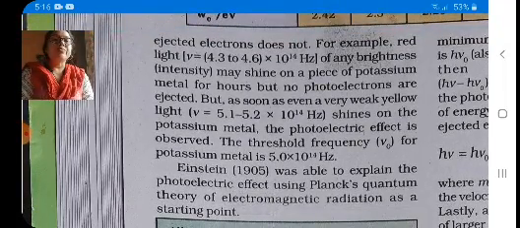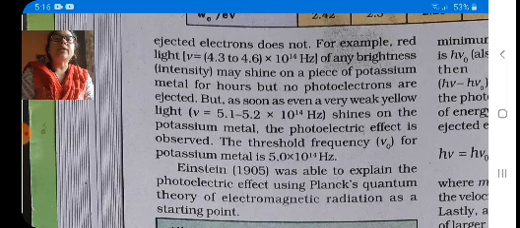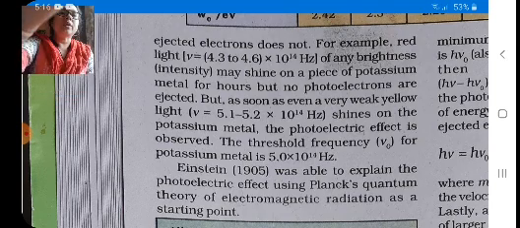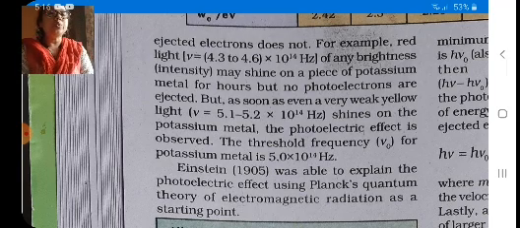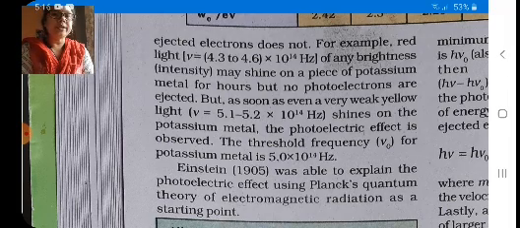So now we have done the comparative study, with red light and yellow light. Yellow light shines on the potassium metal and the photoelectric effect can be observed, which means electrons will be ejected in this case. So the threshold frequency for potassium metal is 5.1 × 10^14 hertz. Threshold frequency means the minimum frequency, which we have already studied.